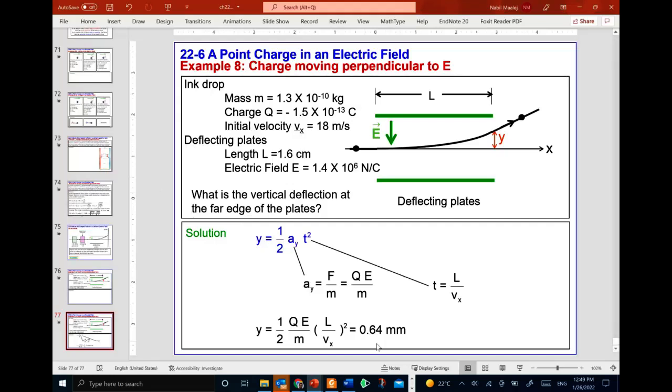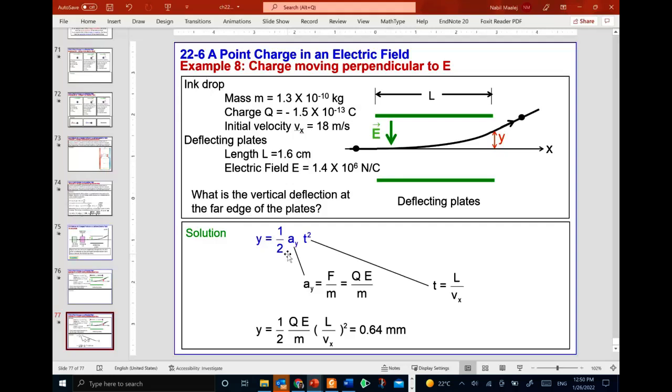So the acceleration is equal to the force divided by the mass, and the force is equal to QE, so we can get the acceleration. And we need to determine t. How can I determine t? We have a constant velocity in the x direction, so the distance traveled divided by the time is equal to the velocity. So I can get the time, which is L divided by V, and I can replace it in the equation of y and solve for y.